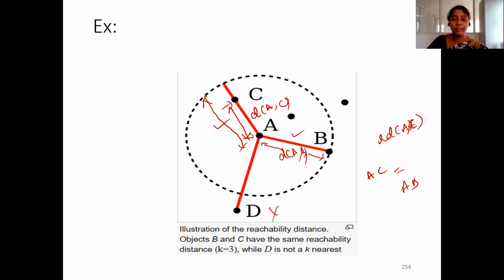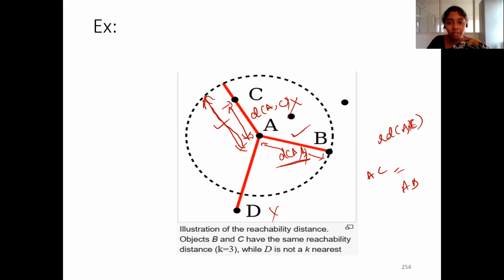Are you getting my point or not? Here, if you see the actual distances, the actual distance of AB and the actual distance of AC are different, but the reachability distance of AC and AB is the same. Why? Because in reachability distance, we take whichever is the maximum. So in the case of A and B, we can directly consider the distance between A and B, whereas in the case of A and C, we are not considering the distance between A and C. We need to consider the min point distance of C. So that is the case.